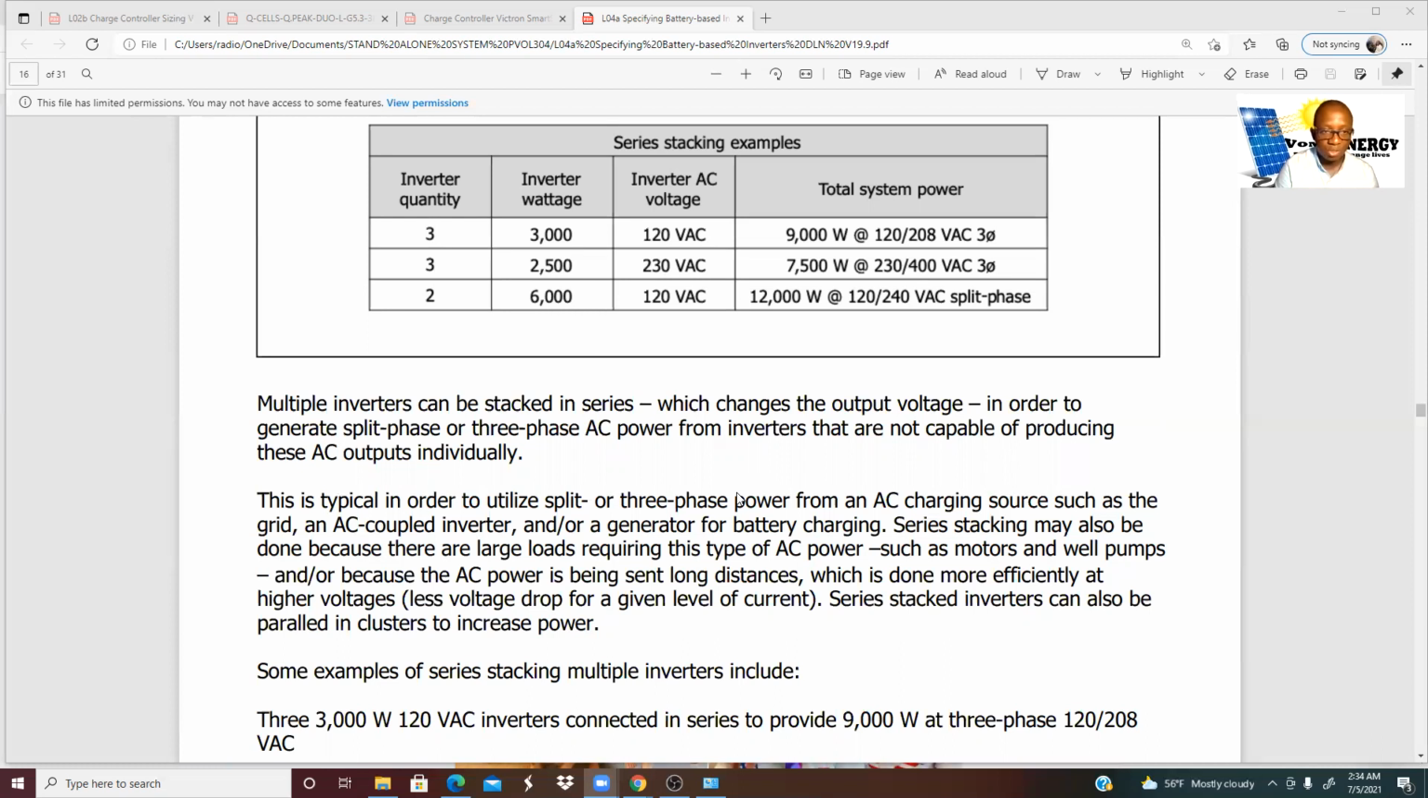Series stacking may also be done because there are large loads requiring this type of AC power, such as motors and well pumps, and because the AC power is being sent long distance, which is done more efficiently at high voltage. Less voltage drop for a given level of current. Series stacked inverters can also be paralleled in clusters to increase the power.